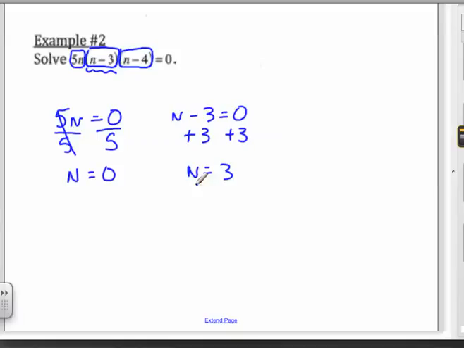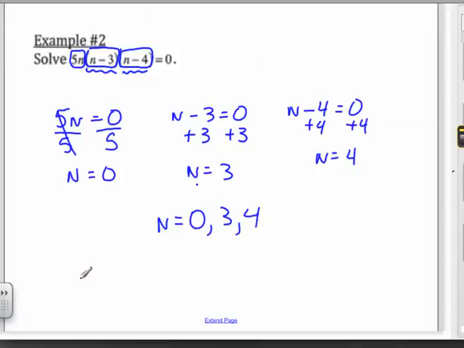Okay? Now, the last one we have is n minus 4. What would make that one equal 0? Now, I know that you can just look at it. You can tell. But this is the way you would do it if you didn't know. If I add 4 to both sides, I'm going to get n equals 4. So the solutions to this equation are n equals 0, 3, and 4.